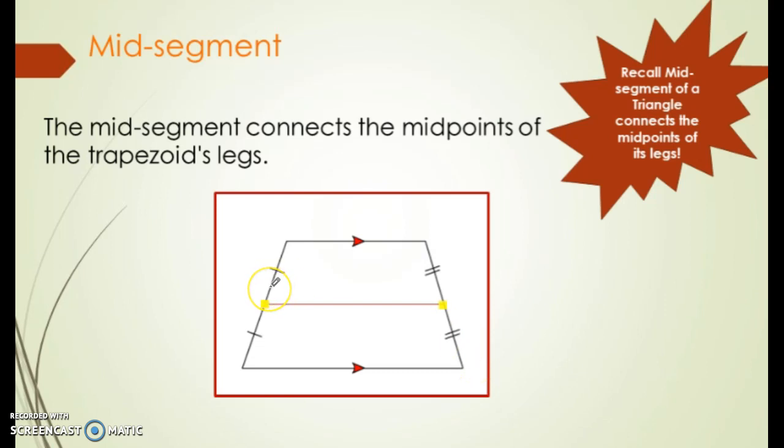A trapezoid doesn't have to have both of its legs congruent. In this case, we're saying they're not, because even though these two pieces are congruent, they're not congruent to these pieces. So basically, one leg is longer or shorter than the other. But again, the segment that connects the midpoints of the two legs of a trapezoid is called a mid-segment, and it will always be parallel to the bases.